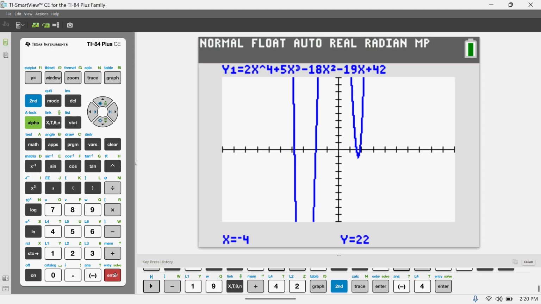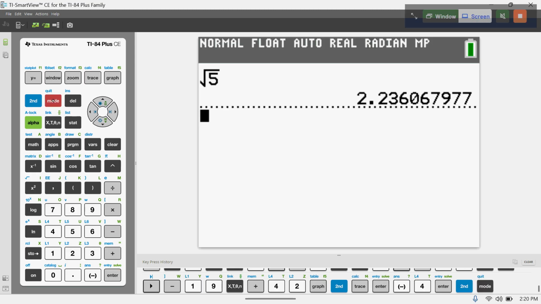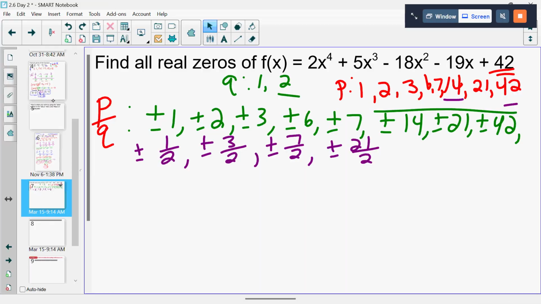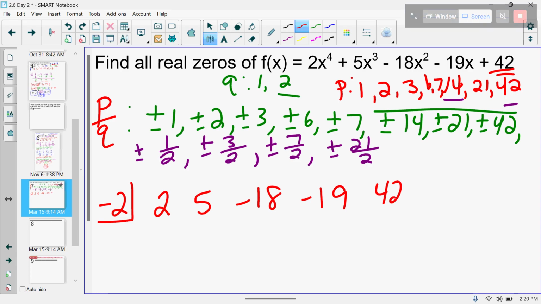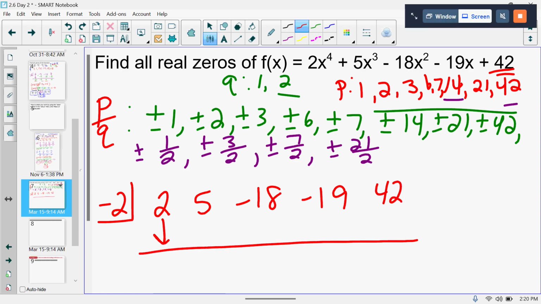The next place looks like -2. That one looks like it actually is -2. So let's try it with synthetic division and see. So let's take -2, lay out the coefficients. Make sure, do you need any zeros? No, because there's an x to the 4th term, x to the 3rd, x to the 2nd, x to the 1st, and the constant. You go ahead and do the synthetic division, see if you get 0.